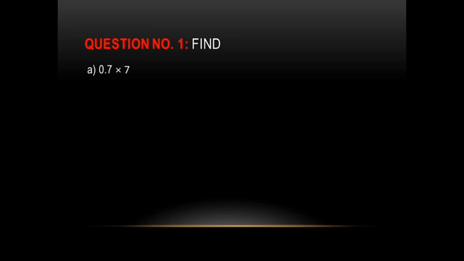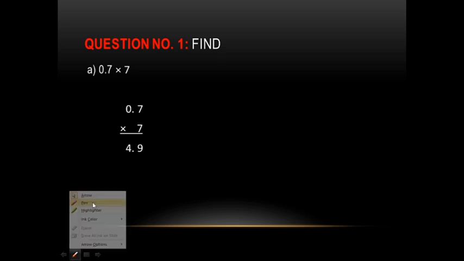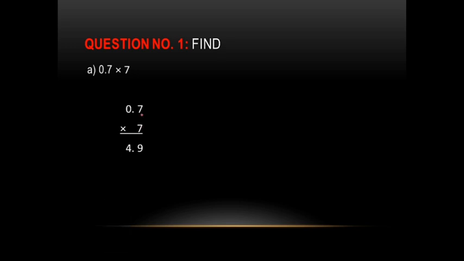Then next, question number 1, find 0.7 into 7. Here we have to perform the multiplication between two numbers. So the solution of 0.7 into 7 will be 4.9. How did we get 4.9? 7 into 7 is 49. We write 9 here, carry 4. Then 7 into 0 is 0, and 0 plus 4 is 4. So we got 49, and the decimal is after one digit, so we will write the decimal after one digit.